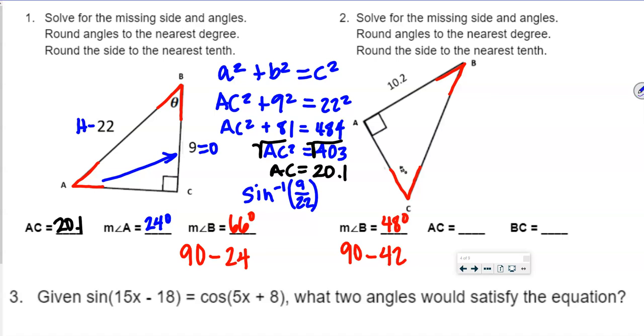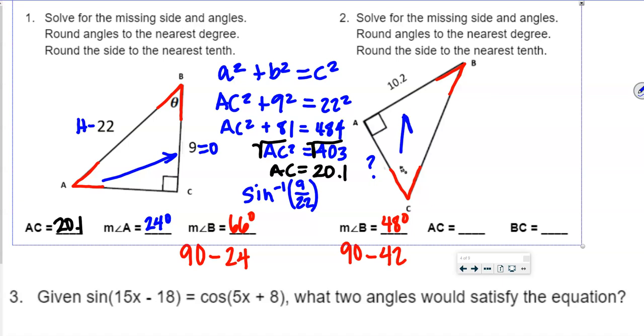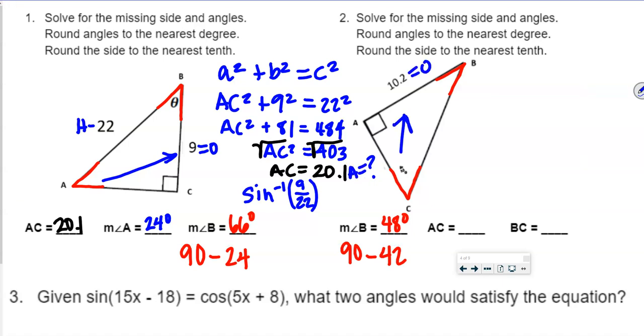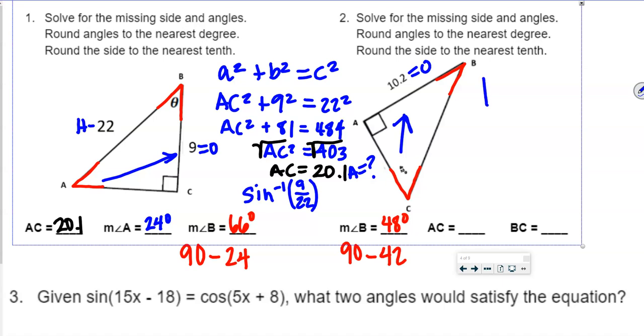Now the next part of this is asking us to find a side AC, right? So it's asking us to find this side. So we want to talk about how do these two sides, the one we have and the one we're looking for, relate to angle 42. So once again, this is opposite, right? And this one is adjacent, it's beside it, right? So what ratio uses opposite and adjacent? TOA, right, tangent.